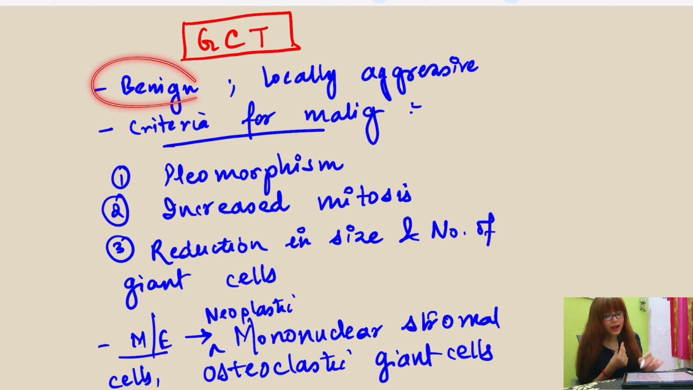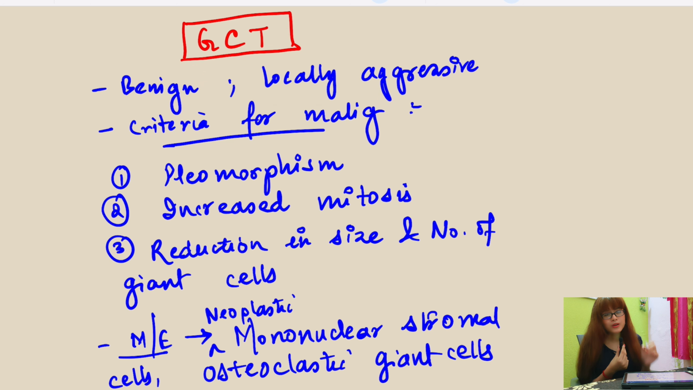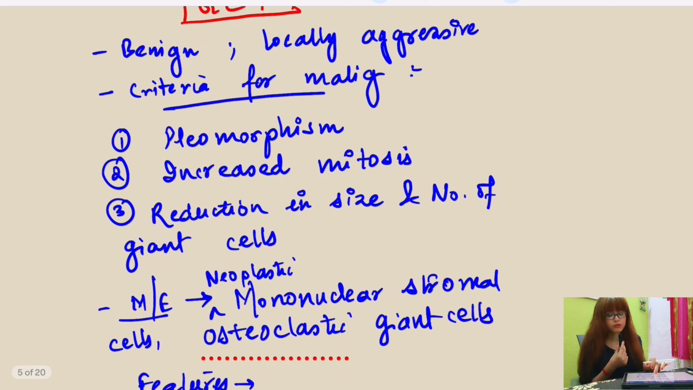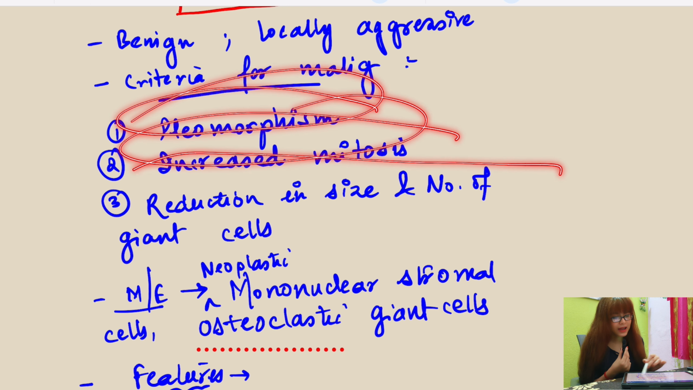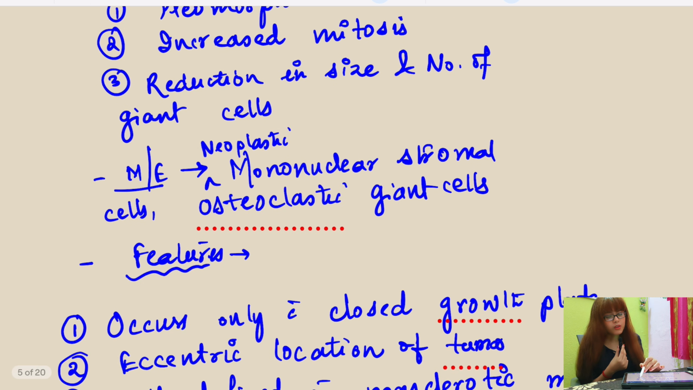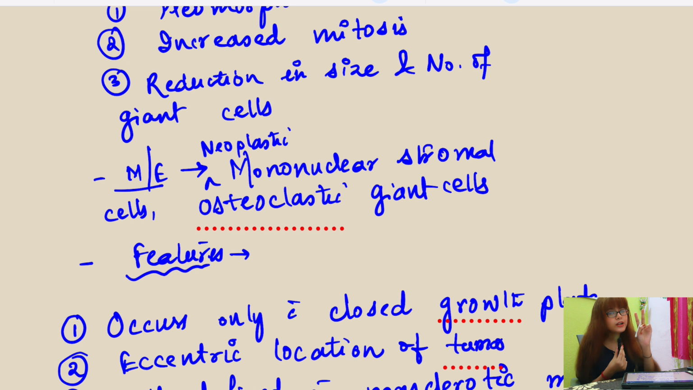Giant cell tumor, it is benign but locally aggressive. Now it is benign, but what is the criteria when you can suspect its malignant transformation? When you will see this pleomorphism, increased mitosis, reduction in size and number of the giant cells. Now in the microscopy, you can see that there are neoplastic mononuclear stromal cells and osteoclastic giant cells. So there are two components. Number one is the osteoclastic giant cells. That is why it is called as giant cell tumor or osteoclastoma. Along with that, you also have the mononuclear cells in the stroma which are neoplastic.